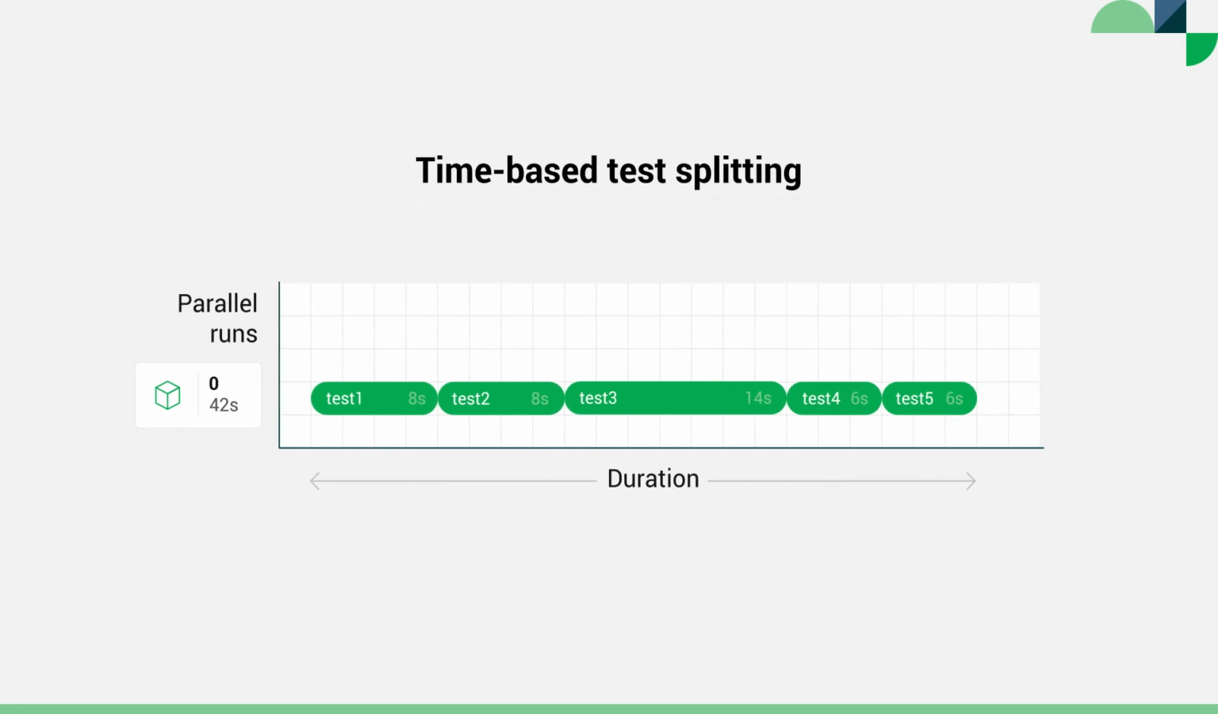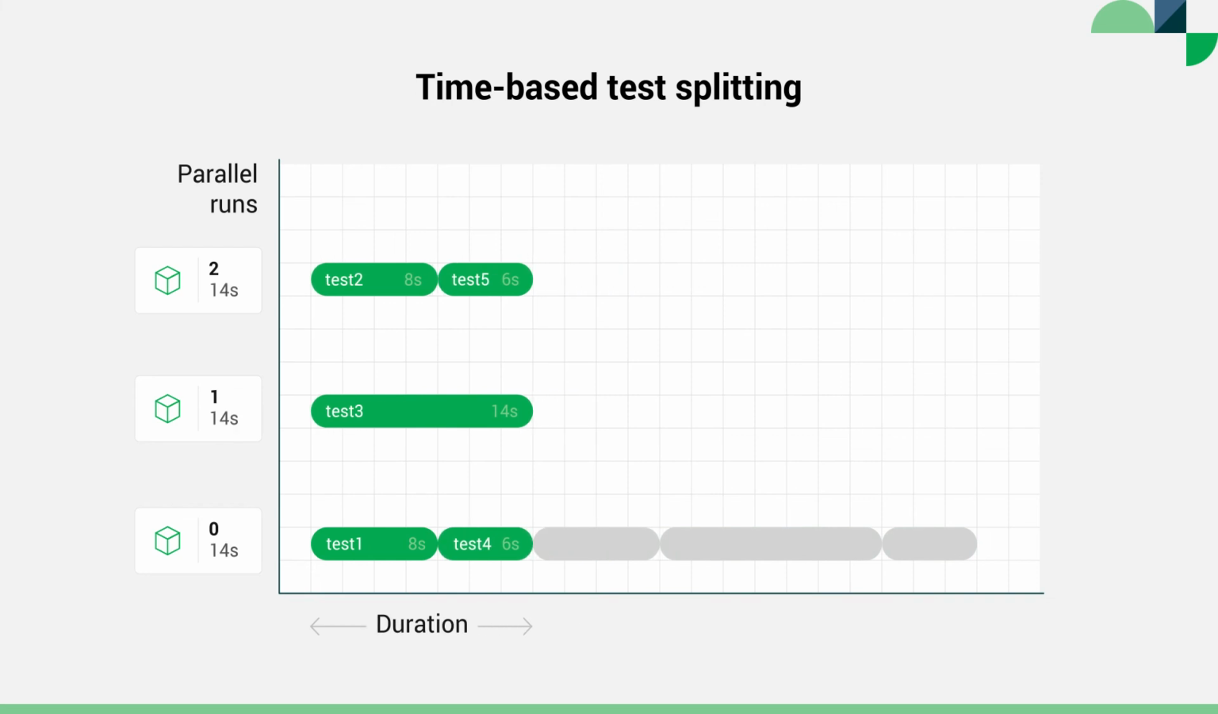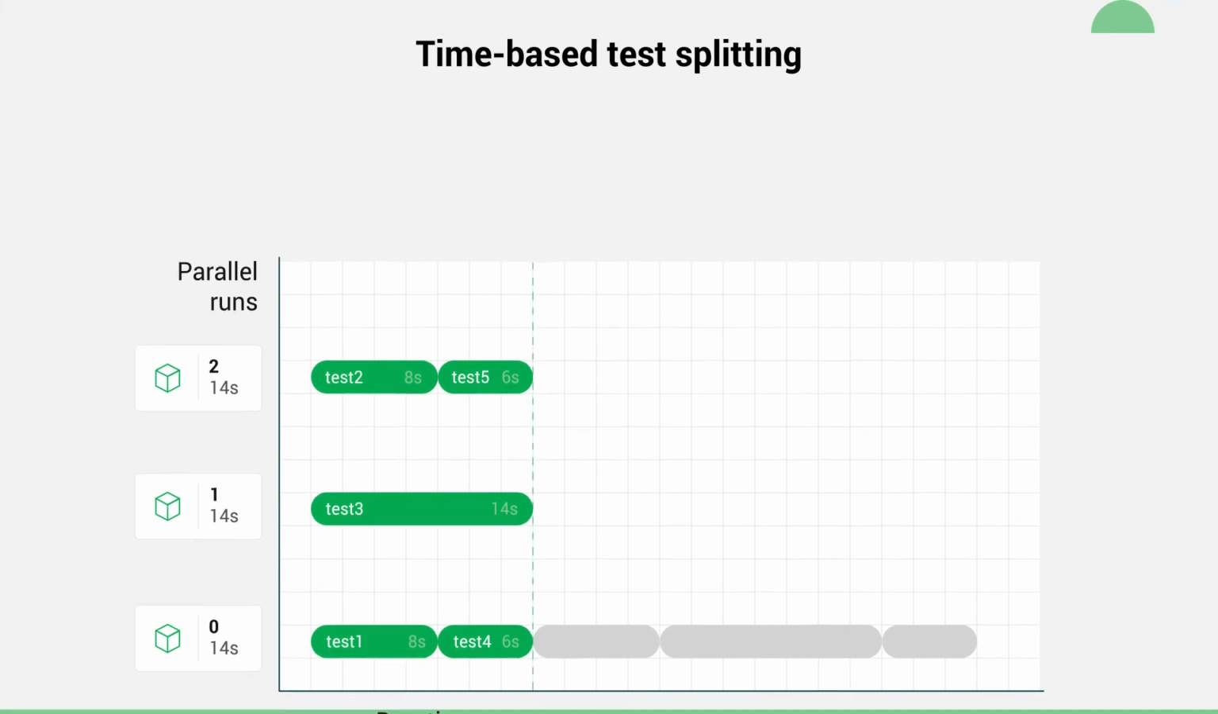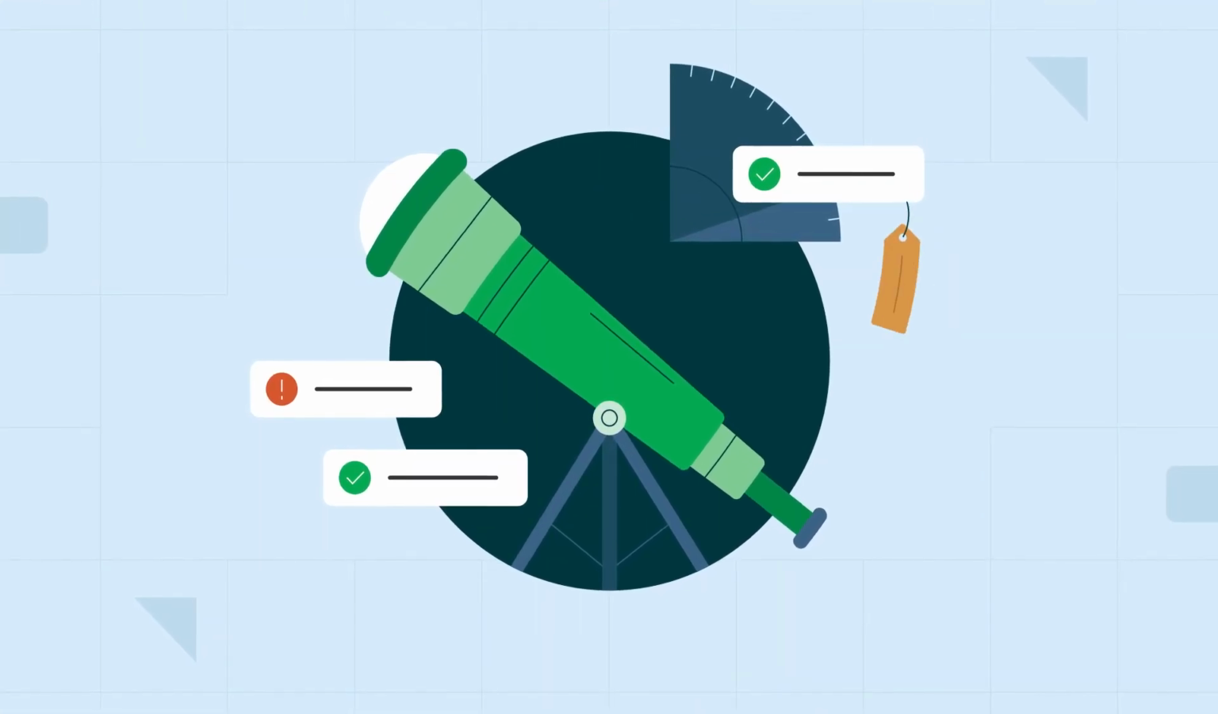Another key benefit of uploading your test data is time-based test splitting. Test splitting allows you to significantly reduce the time it takes to complete a test workflow by running your tests across multiple executors at the same time. Using timing data from your stored test results, CircleCI can automatically split your tests according to how long they take to complete, ensuring that your parallel test runs finish at roughly the same time. With CircleCI, you can gain visibility into your test performance and accelerate your development cycles.